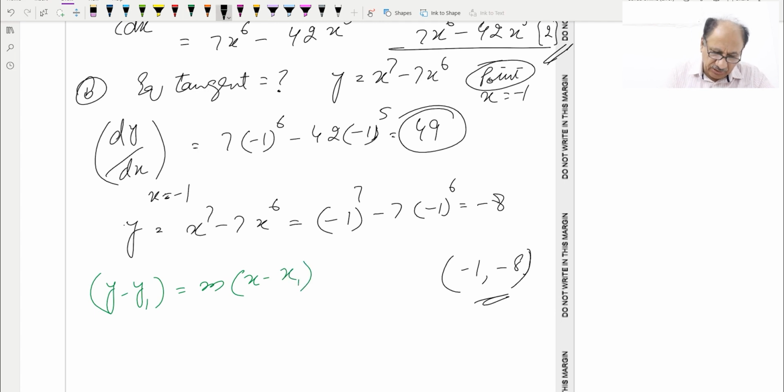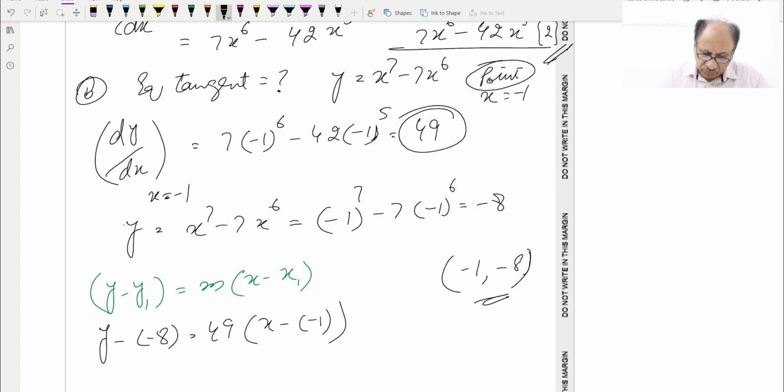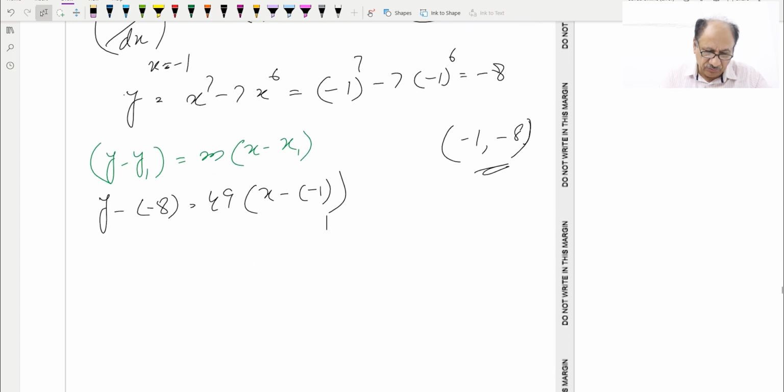So we can write this: y minus y1, which will be minus 8, is equal to m, which is 49, into x minus x1, which is minus 1. So we can write the equation, which will be y plus 8 is equal to 49x plus 49, and the 8 we can shift to the other side.